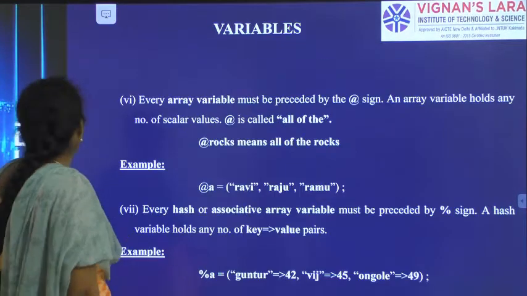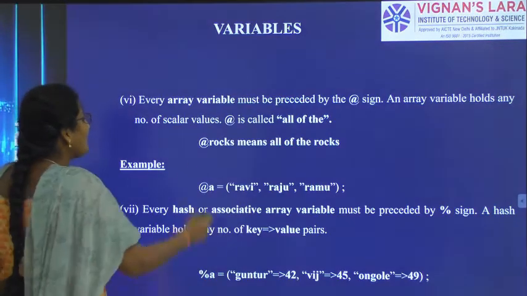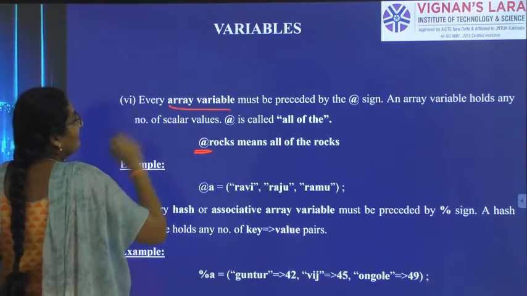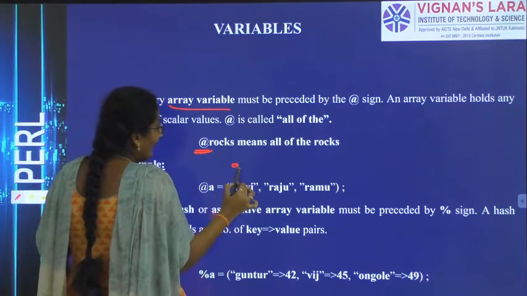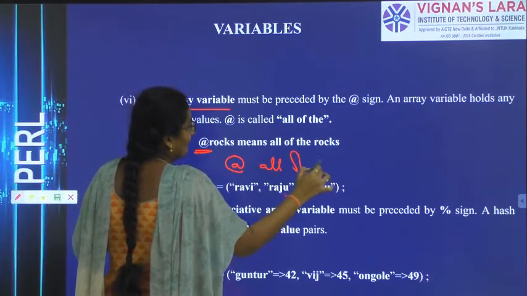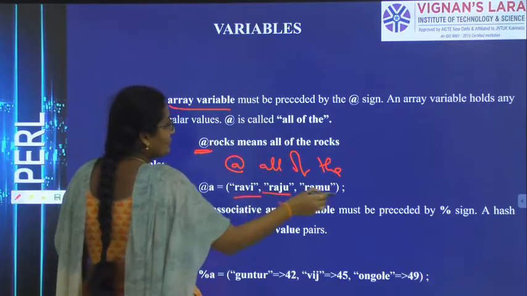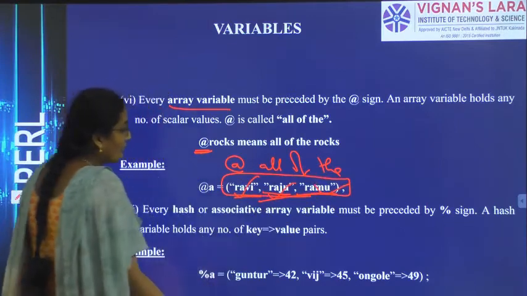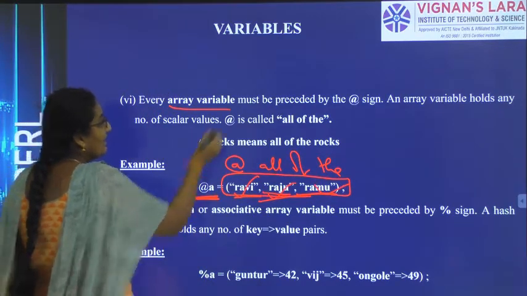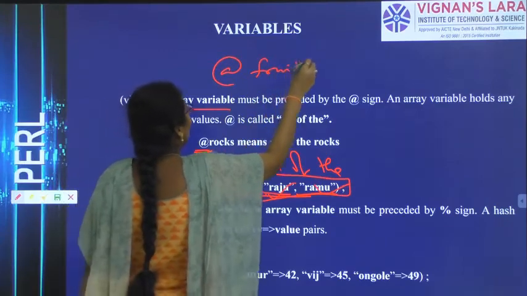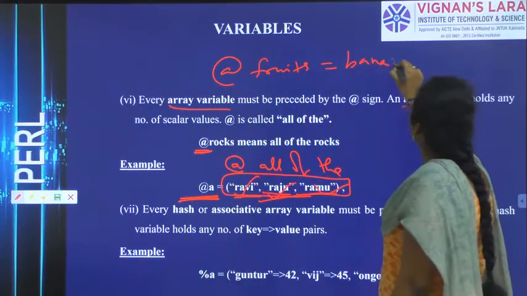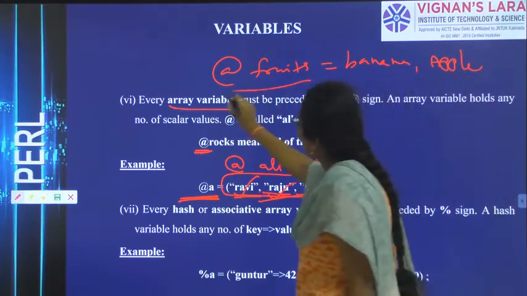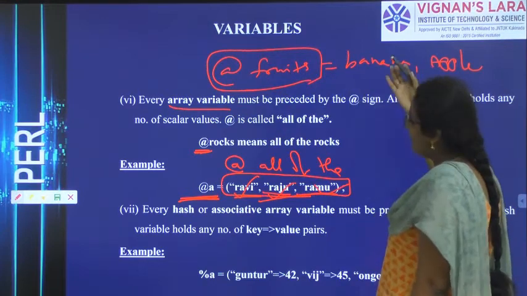So what is the next one? Array variable. The @ symbol is used to indicate the array variable. Here @ means all of the. So here we have Ravi, Raju, Ramu. All of these are variables, so if we want them all in one variable we should use the @ symbol. @fruits, banana, apple: we are talking about all the fruits. @fruits is a variable.